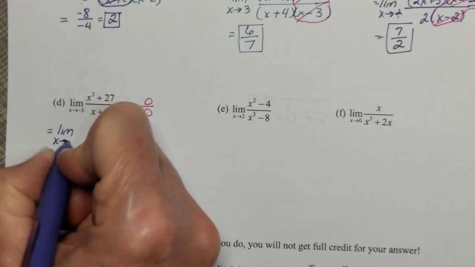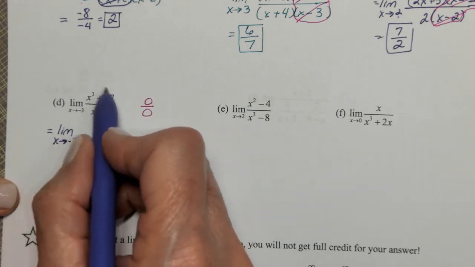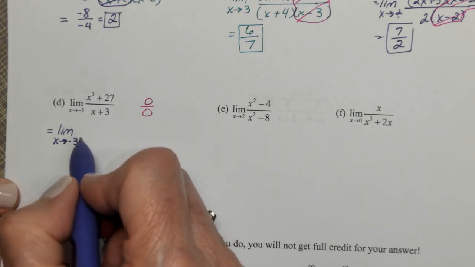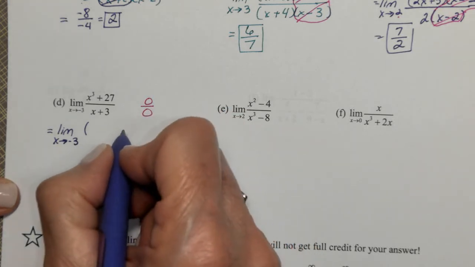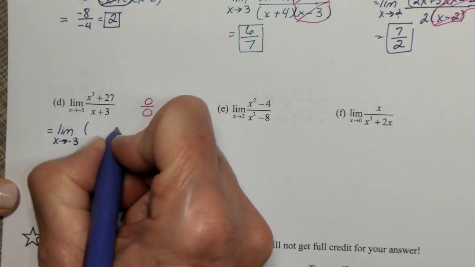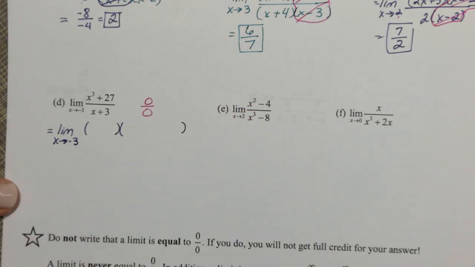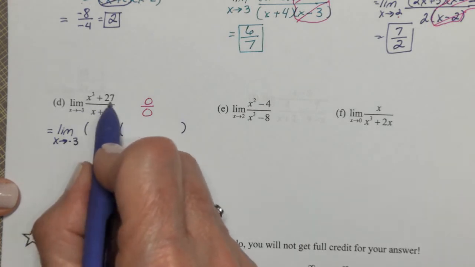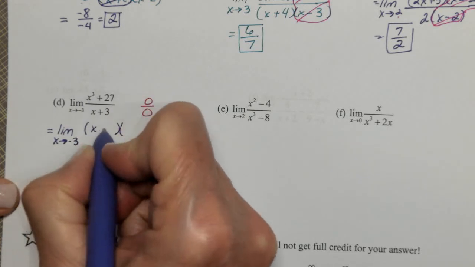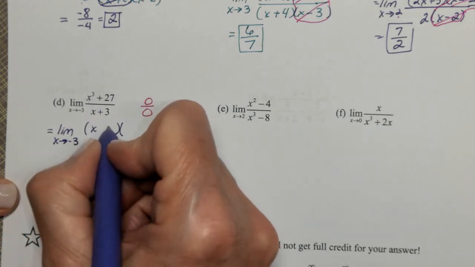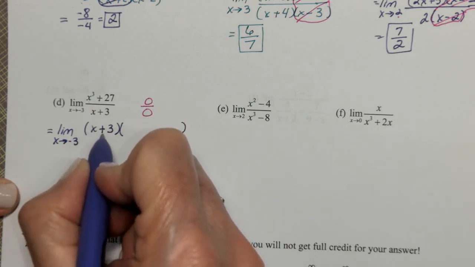So limit as x goes to negative 3. Okay, how do you factor a sum of cubes? How do we factor a sum of cubes? And in class we would talk about that, but you can't answer me, so I'm going to answer for you. So we factor a sum of cubes into a binomial times a trinomial. And the binomial will be the cube root of this, just an x, and the cube root of the 27, that's a 3, and you keep the same sign, right?